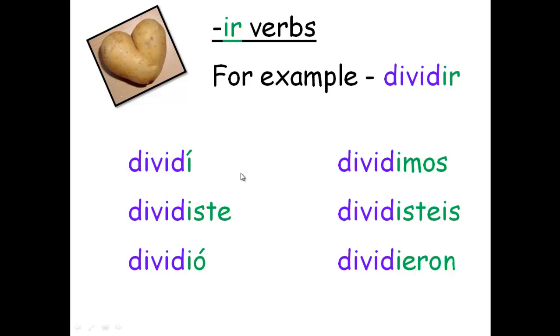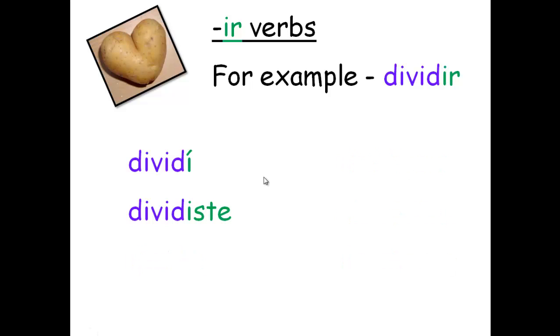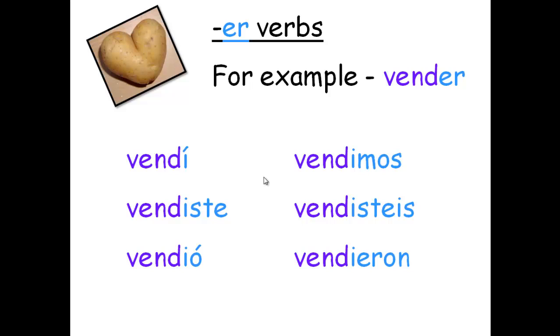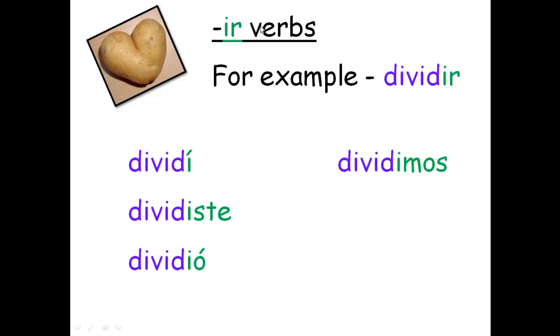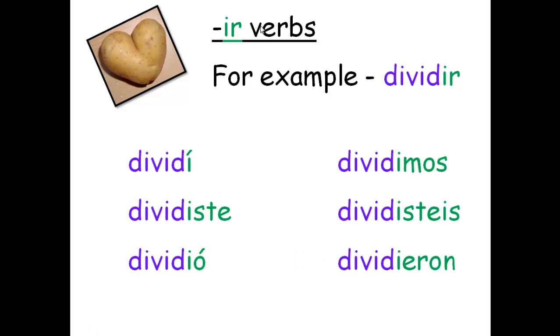Now, if your brain is telling you, hang on, that looks a bit familiar, well spotted. Because look here, í, iste, ió, imos, isteis, ieron, so that's for ER verbs. Í, iste, ió, imos, isteis, ieron. Bingo brain, well done. They are the same. So IR verbs and ER verbs take the same endings in the preterite tense. So there is some good news about the preterite tense. You only really have to learn two sets of endings. One for AR, one for IR and ER. Okay?